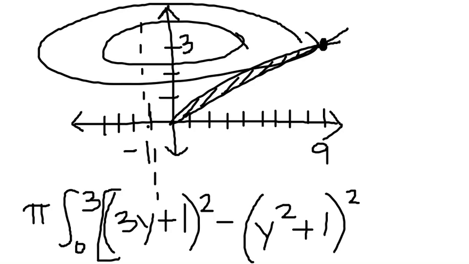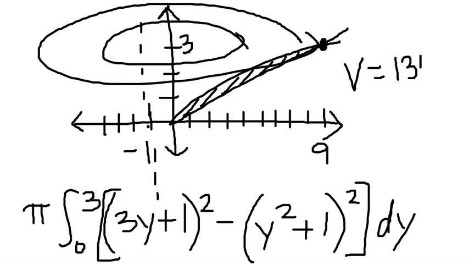Now remember, this is all with respect to y. So we type that into our calculators, and the volume we get is 207 pi divided by 5, which is about 130.061.